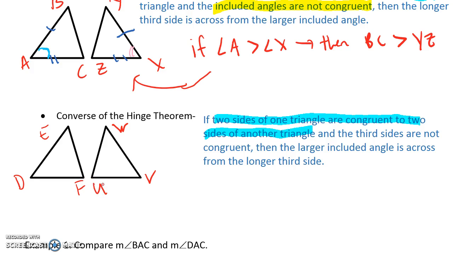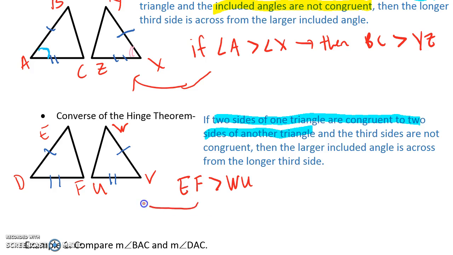Alright. And once again, we had to be given that two sides are congruent. So what if DE is congruent to WV? Right? DF is congruent to UV. Those are my two congruent sides. But I had to know that the third sides are not congruent. So, for example, what if we knew that EF is greater than WU? Right? So, that is the information we need to know before we can make any conclusion.